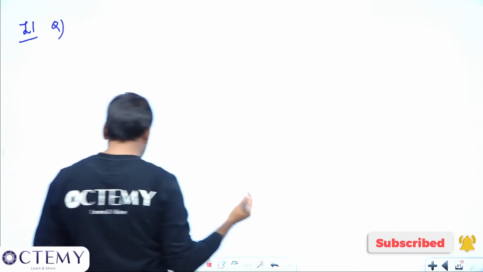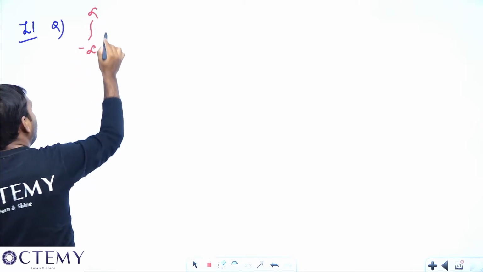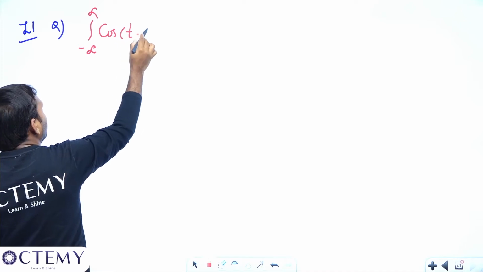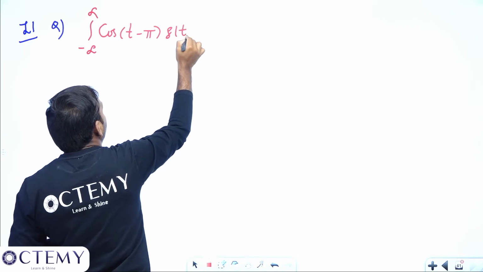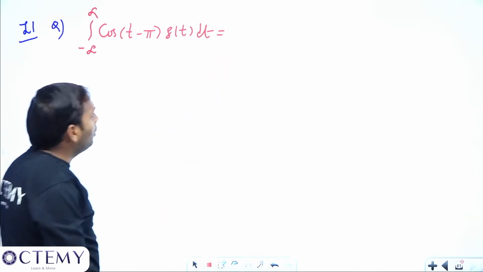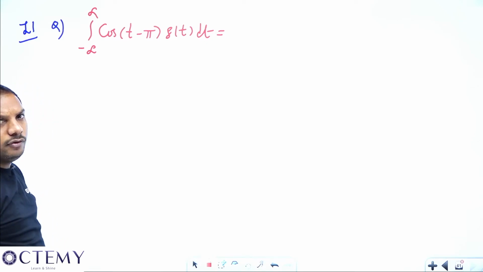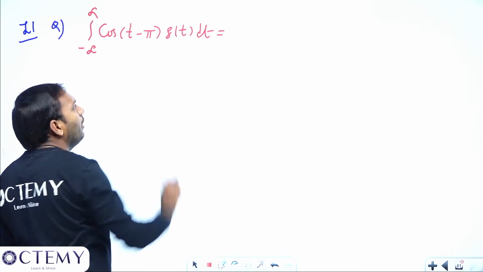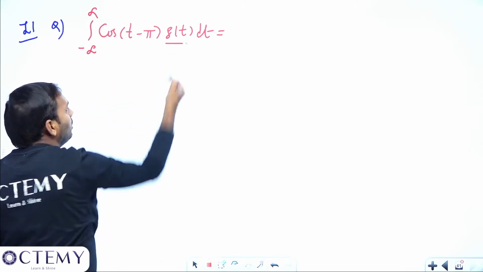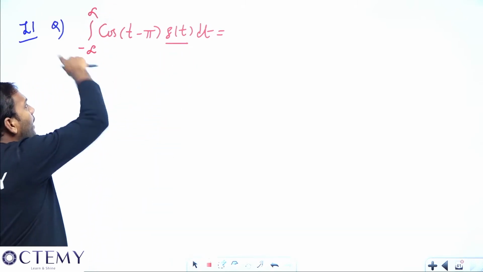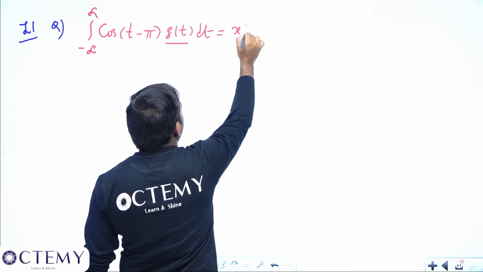The level 1 problem is something like this: integration from minus infinite to plus infinite of cos of t minus pi times del of t dt. So how can you write the answer of this? Here t minus t naught value is 0. However, the limits are from minus infinite to plus infinite, compulsorily this del of t will be included between minus infinite to plus infinite. So the answer is simply x of t naught.